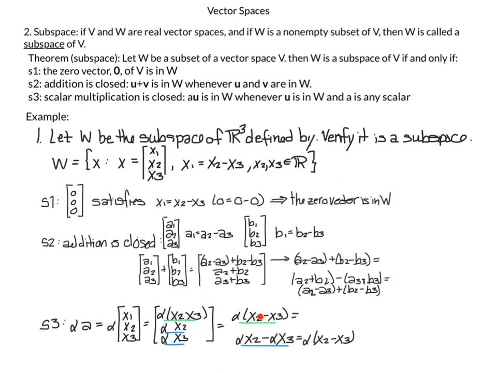If we look at alpha A and look at the form of this, our top coordinate is going to be alpha times x2 minus x3, because remember x1 here is equal to x2 minus x3. When we multiply by alpha, we can distribute alpha and multiply both, and we essentially just get alpha times x2 minus x3. So this is exactly these two terms: our first term is equal to our second coordinate minus our third coordinate. So this means that W is closed under scalar multiplication. It fits these three conditions, and therefore W is a subspace of R3.